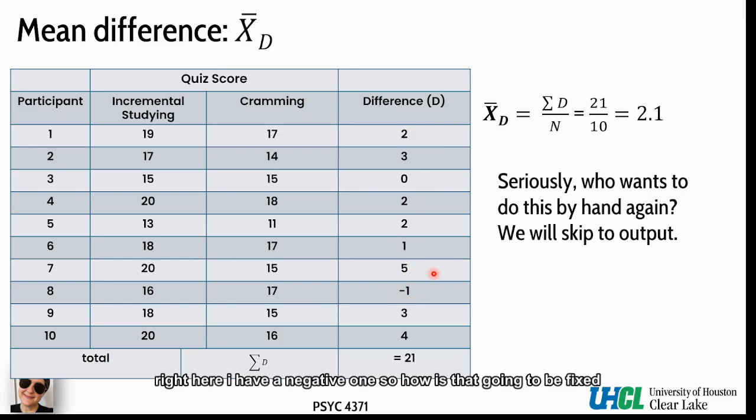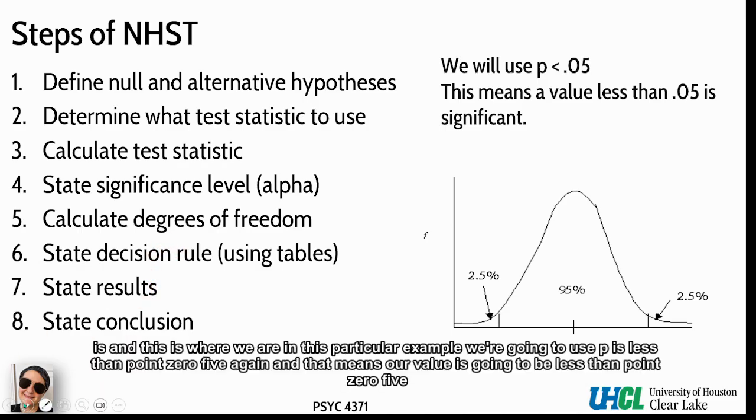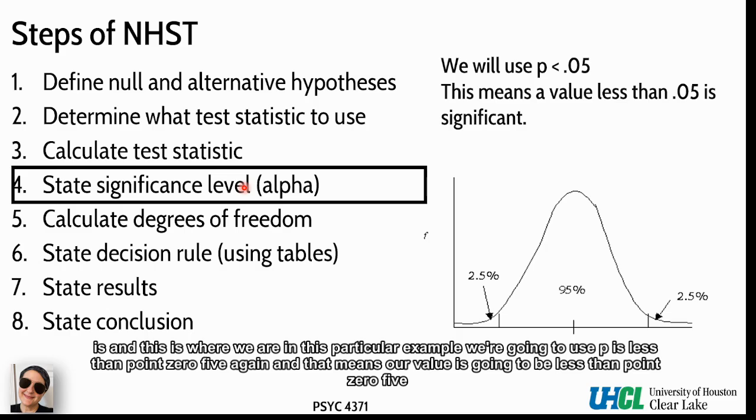So how is that going to be fixed? Well, I'm not going to make you go through this by hand again. I'm going to go ahead and skip to some Jamovi output so you can see what we would actually do in that situation. So before we get to the output, you need to make sure that you know what your significance level is. And this is where we are in this particular example.